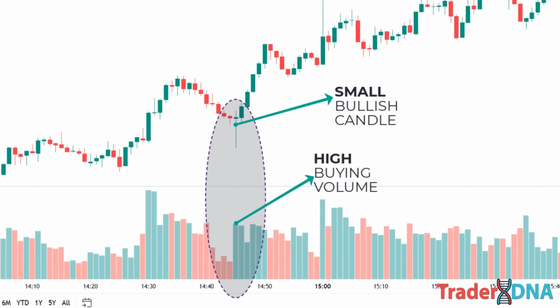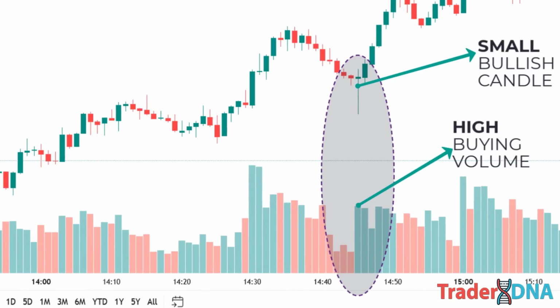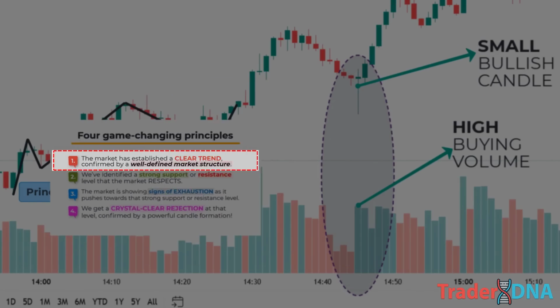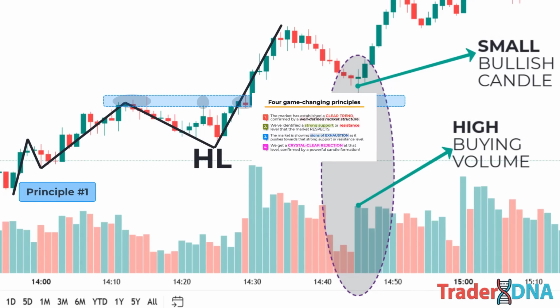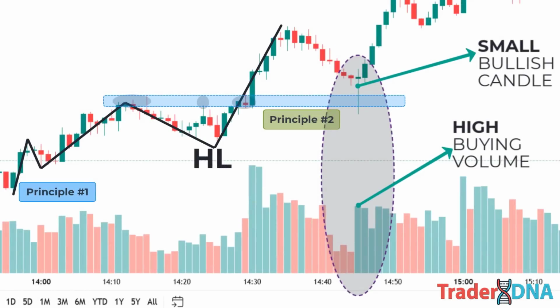Look at this chart right here. We've got a super clear bullish trend. The market structure tells the story. Price moves up, pulls back, pushes up again, then pulls back deeper but still forms a higher low before bouncing back up. This meets principle number 2 because we can now spot a strong key support level that holds significance when the market pulls back. And this is exactly what principle 3 is about. The market is showing exhaustion as it moves toward key support.